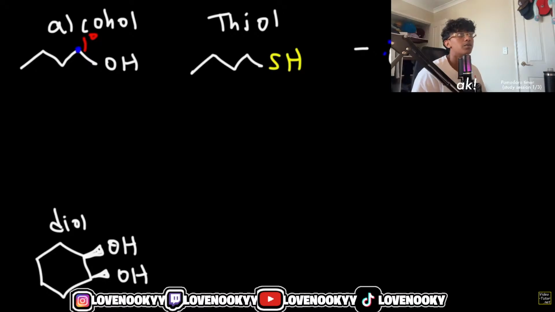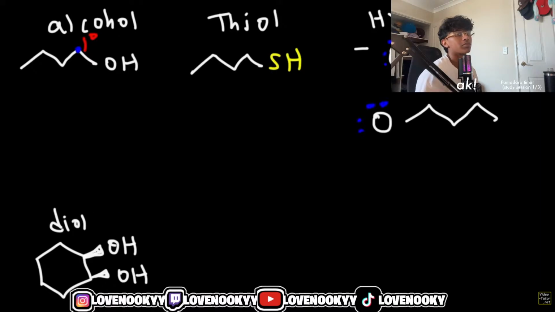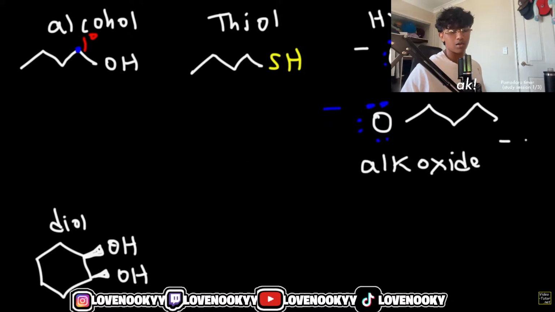Now, in Gen Chem, you know OH minus. This is hydroxide. In organic chemistry, you're going to see something similar. It's like a strong base, just like hydroxide, but it's called alkoxide. So instead of OH, you have this OR.